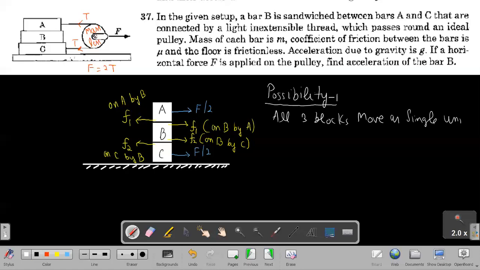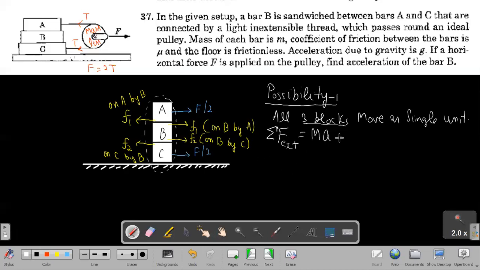What does that mean? If they move as a single unit, you can consider all three blocks as a single block of mass 3m. And when I consider all three blocks as a single block of mass 3m, the internal forces F1 and F1, F2 and F2 cancel. We all know Newton's second law says that the sum of all external forces must be equal to the mass of the body multiplied by the acceleration. So when you consider all three blocks as a single system, the frictional forces F1 and F1, which appear in pairs in opposite directions, cancel out. F2, F2 also cancel out.